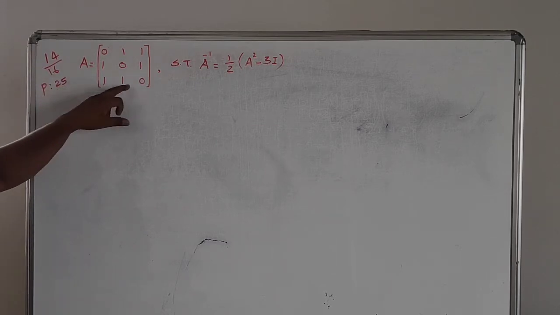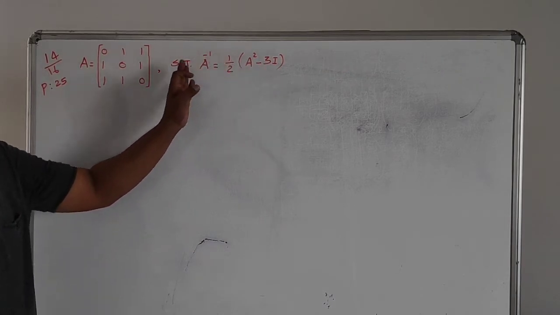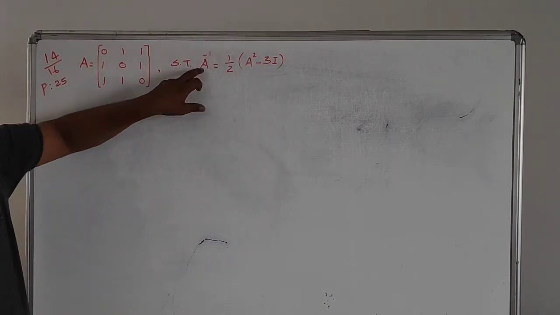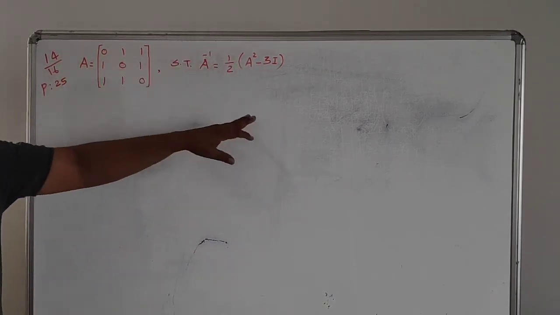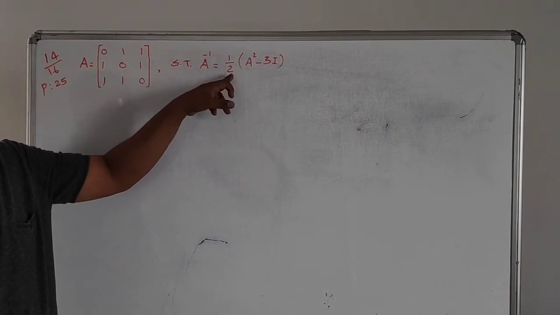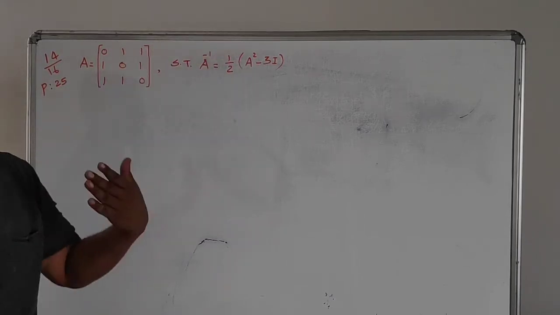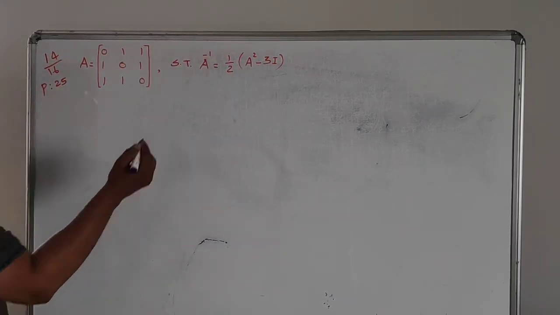Now, for this matrix A, we have to show that A inverse equal to 1 by 2 into A square minus 3A. Now, this can be proved in two ways. First one, we can find A inverse LHS. After that, we can find the RHS value A square minus 3A, and multiply by this 1 by 2. Then I have to check whether these two are equal or not. Now, it is a lengthy process. For that, we can go for another shortcut method.